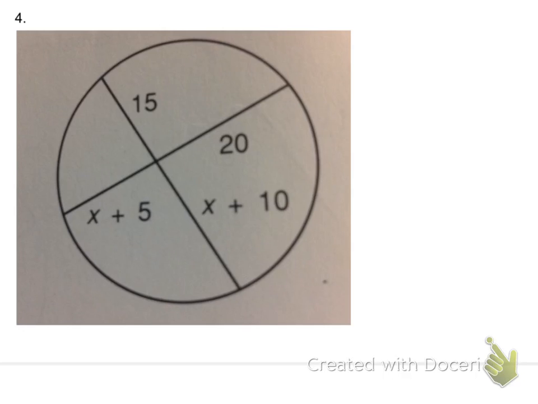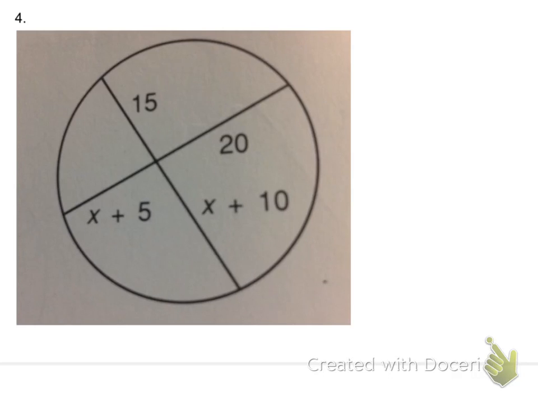Okay, let's shift gears here. We're switching over to this. Now, guys, this looks a little confusing at first because when I created it, it was very hard to get all the numbers closer to where they should be. The 15 is representing the length of this segment. 20 represents the length of this segment, x plus 5 and x plus 10, okay?